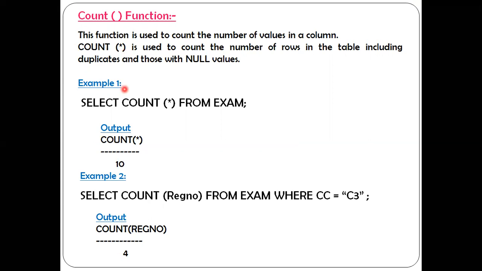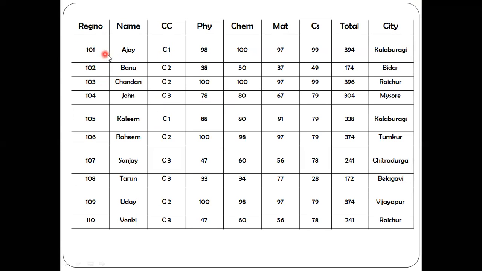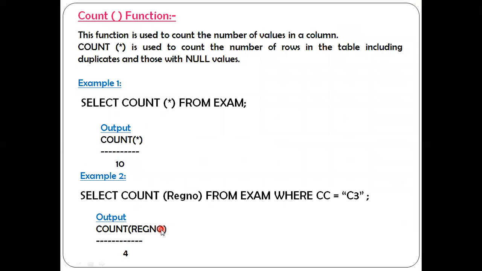Have a look at the example. Select count of star from exam. Select count of star means how many rows are there. I don't want to display all rows, I just need to display how many rows are there in the table called exam. Star means all, from the exam table. Have a look at this. How many rows are there? 1, 2, 3, 4, 5, 6, 7, 8, 9, and 10. So I am going to get the answer as 10.